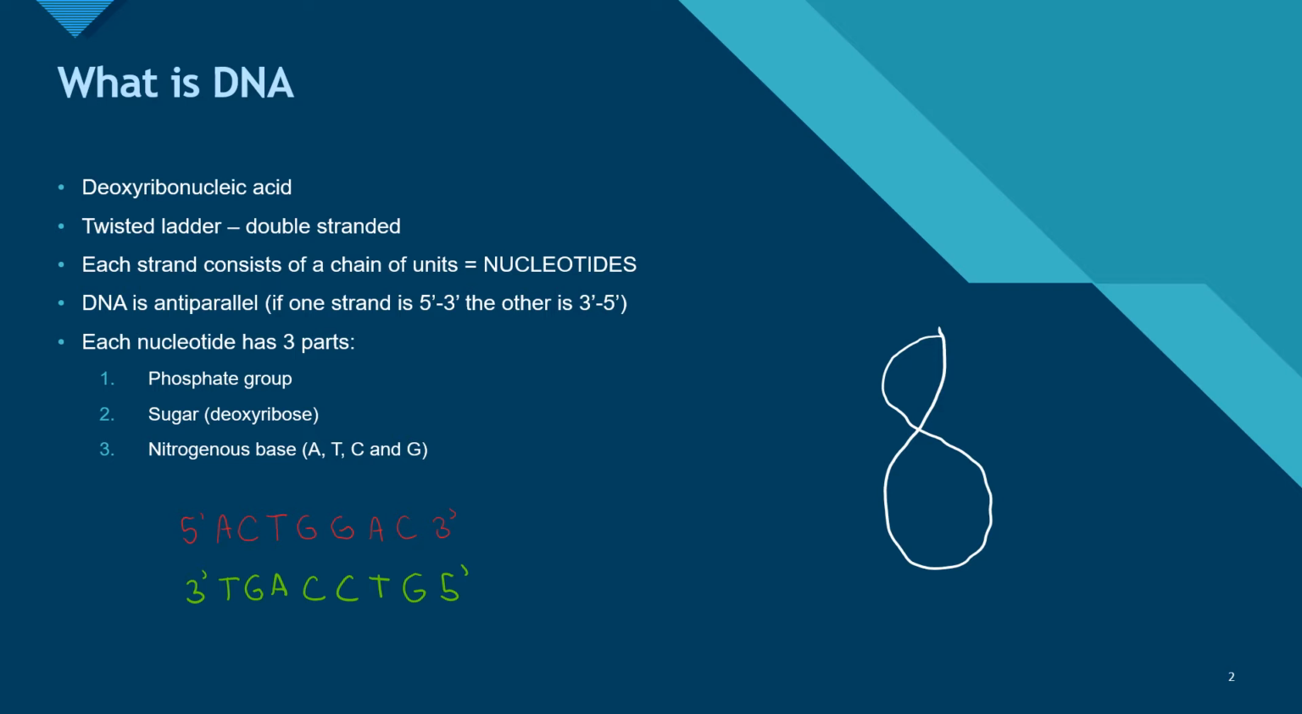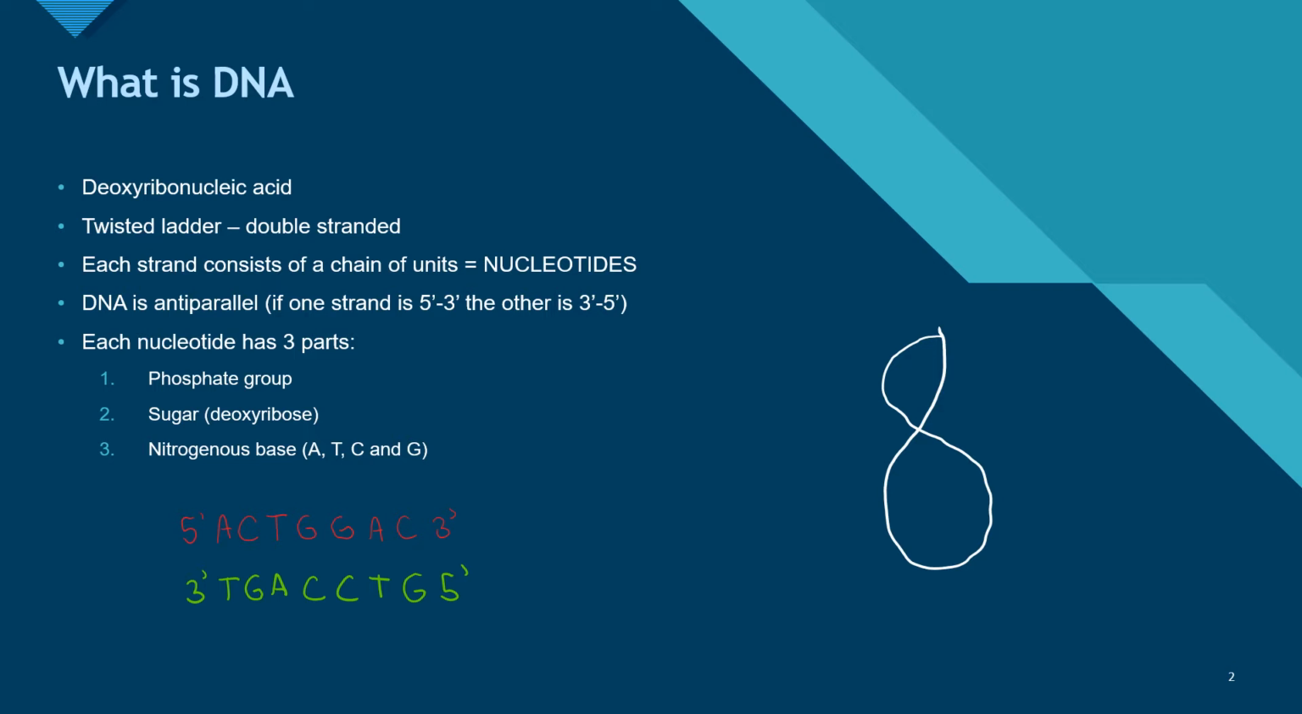DNA is anti-parallel, so that means if one strand, like down here, starts with a 5 and ends with a 3, its corresponding strand is going to start with a 3 and end with a 5, so just the exact opposite. And then each nucleotide has 3 parts, so a phosphate group, the sugars, and then the nitrogen bases, so the A, the T, the C, and the G.